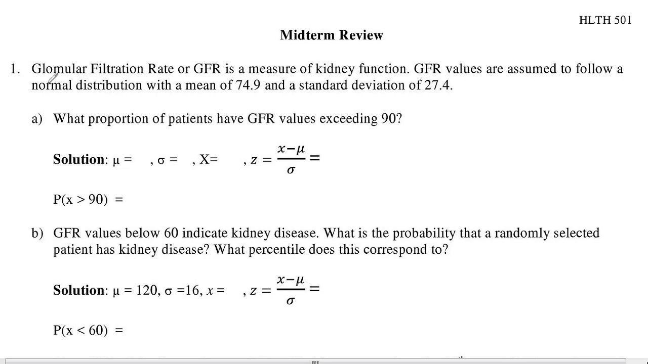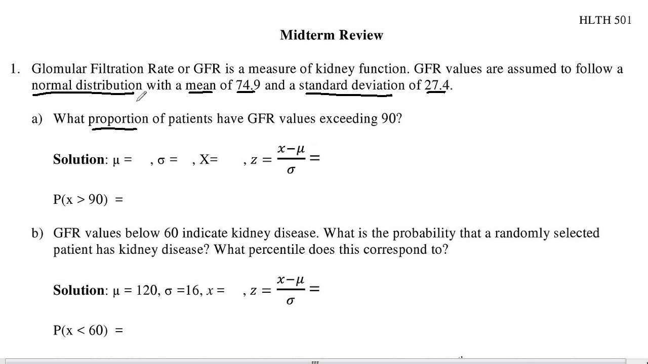So in problem number 1, they ask us, the glomerular filtration rate, or GFR, is a measure of kidney failure. And these GFR values are assumed to have a normal distribution, so that's important. That's a mound-shaped curve, and they've got a mean of 74.9 and a standard deviation of 27.4. And then they want to know what proportion of the patients would have GFR values exceeding 90.